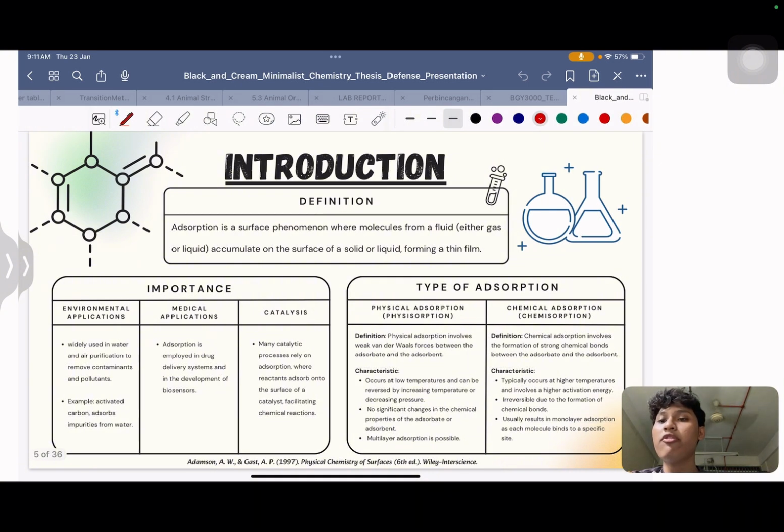For the characteristics, physical adsorption occurs at low temperature, with no significant changes in the chemical properties of the adsorbent, and multi-layer adsorption is possible. For the characteristics of chemical adsorption, it typically occurs at higher temperature, is irreversible due to the formation of chemical bonds, and usually results in monolayer adsorption.